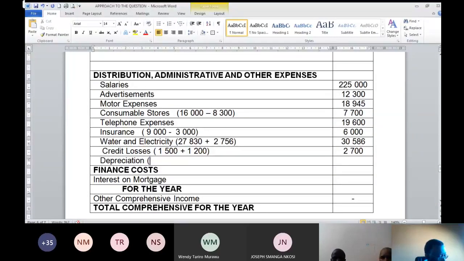Depreciation, we have worked out the calculation there. The depreciation is 17,000 plus the depreciation on vehicles. And the depreciation on vehicles was 23,200 Rand. And that will give you a depreciation expense of 40,200 Rand. Okay.